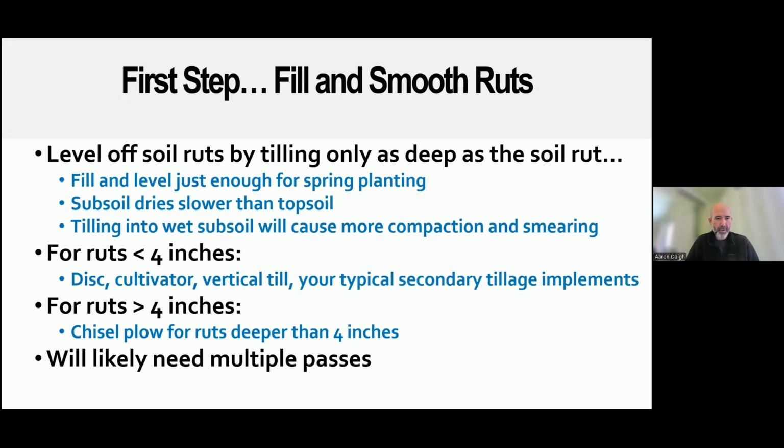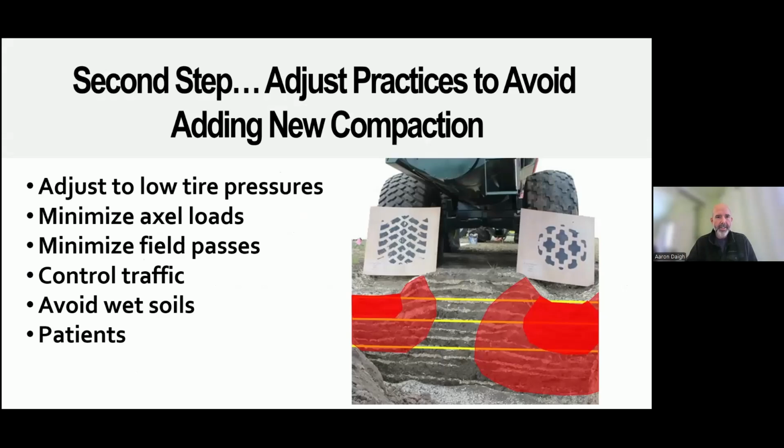If they're below 4 inches, then you might get out the chisel plow and start filling them in, but aim for a little bit shallower than what the actual rut is and use multiple passes just to fill it in and smooth it out for that next planting to get a next set of roots into that crop as best as you can. Second step is adjust your practices to avoid adding new compaction.